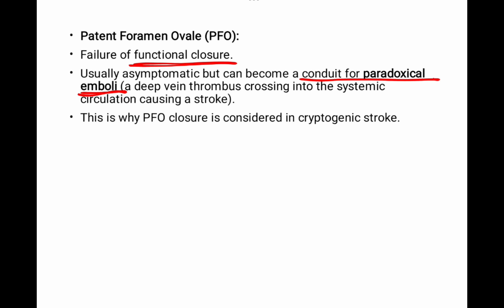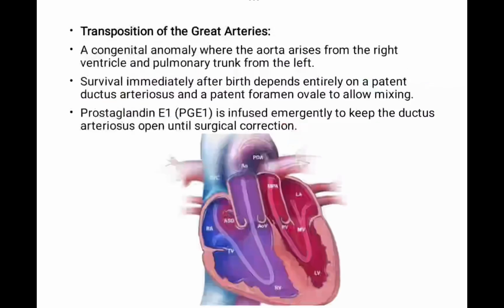So likely the patient is going to be cyanosed. This can also cause paradoxical emboli, where a deep vein thrombus crosses from the venous circulation into the systemic circulation, causing stroke. And this is why patent foramen ovale closure is considered in cryptogenic stroke.